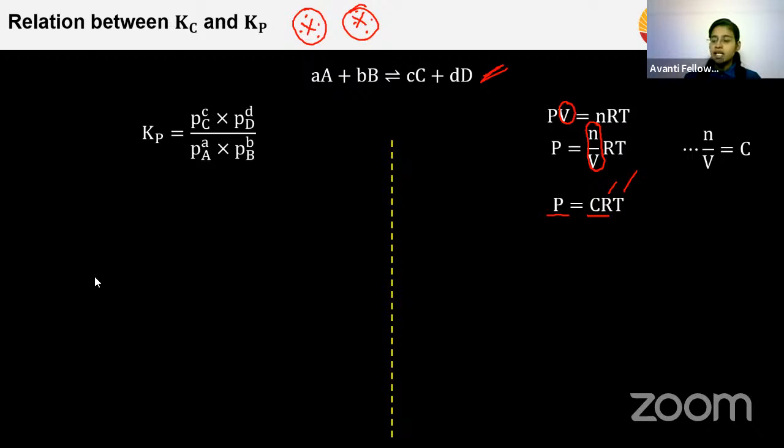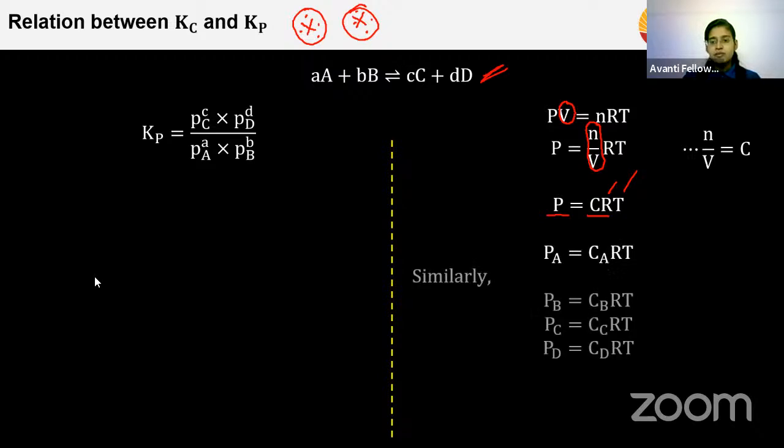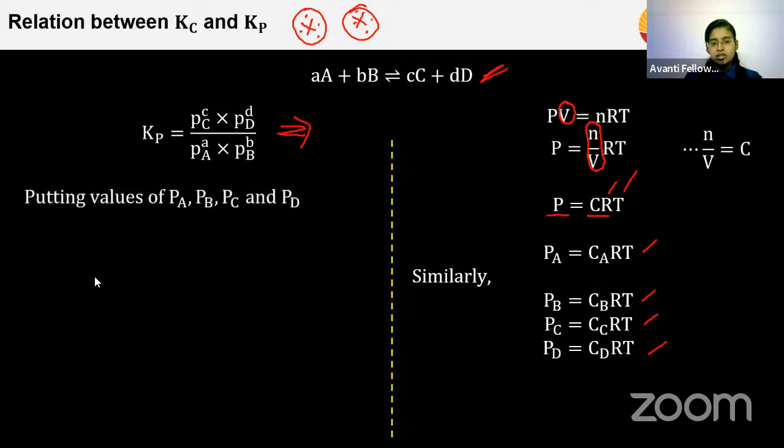Suppose I am writing the pressure for the substance A, what will be my relation? PA is equal to CA into RT, right? For PB, PC and PD, we will be writing accordingly: CBRT, CCRT and CDRT. Okay, clear? Now, in place of PA, PB, PC and PD in this relation, if we substitute all these values, what will we get? Put all 4 values in the above equation.